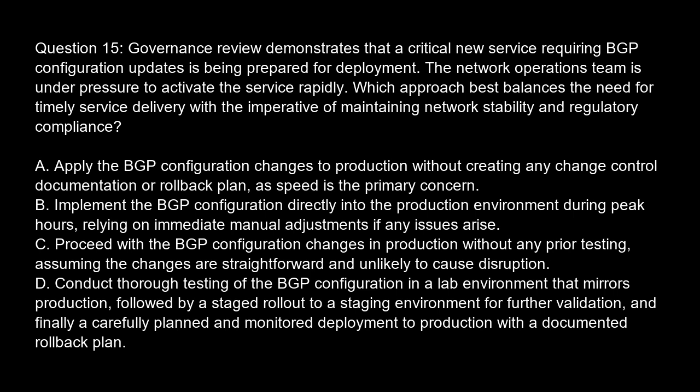Option B. Implement the BGP configuration directly into the production environment during peak hours, relying on immediate manual adjustments if any issues arise. Option C. Proceed with the BGP configuration changes in production without any prior testing, assuming the changes are straightforward and unlikely to cause disruption. Option D. Conduct thorough testing of the BGP configuration in a lab environment that mirrors production, followed by a staged rollout to a staging environment for further validation. And finally, a carefully planned and monitored deployment to production with a documented rollback plan.